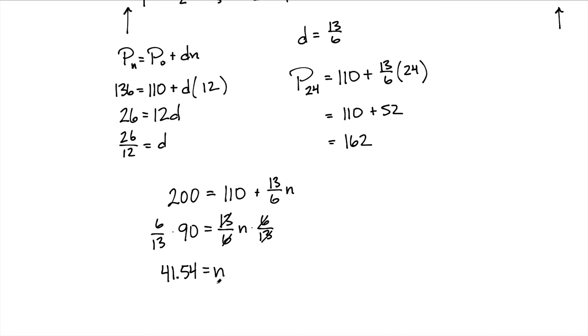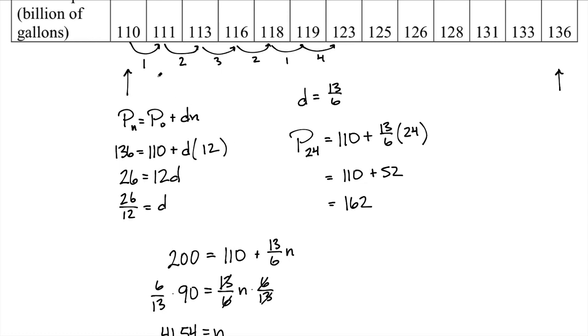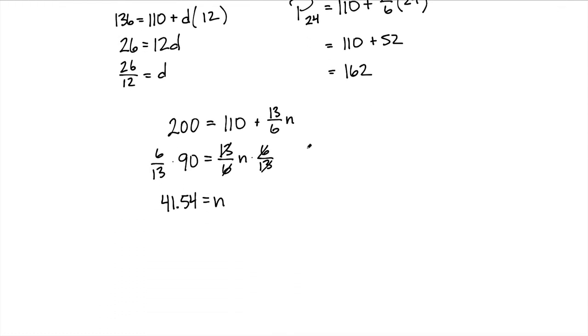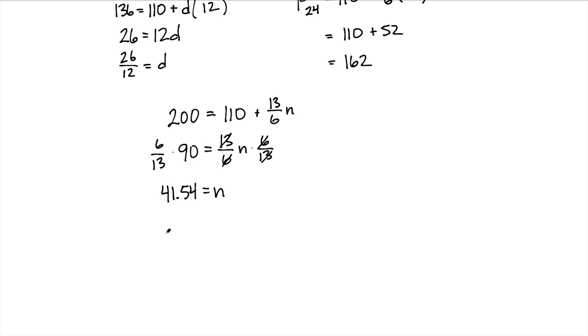Now, remember N represents the number of years since 1992, our start year. If we'd like to know the year, we take that 1992 and we can add the 41.54 to it. And this, of course, is not going to give us an exact whole number. It gives us about 2033 and then 0.54. So this tells us that probably somewhere in the middle of the year 2033, we would end up with our consumption of 200 billion gallons.